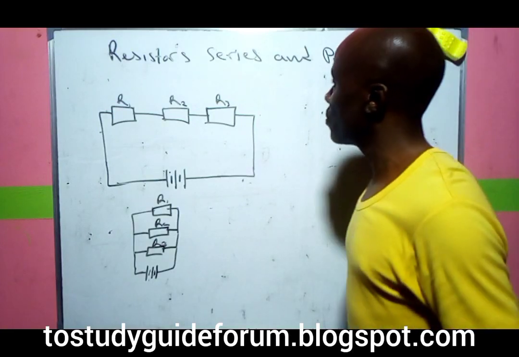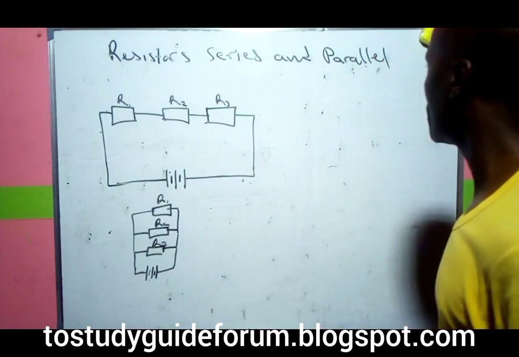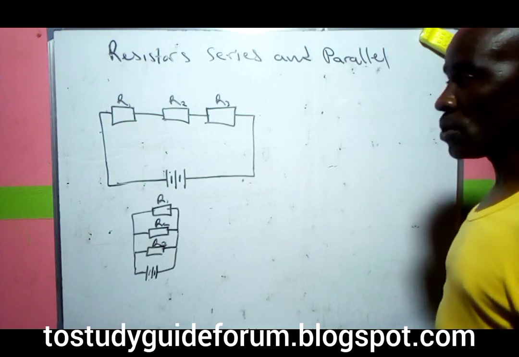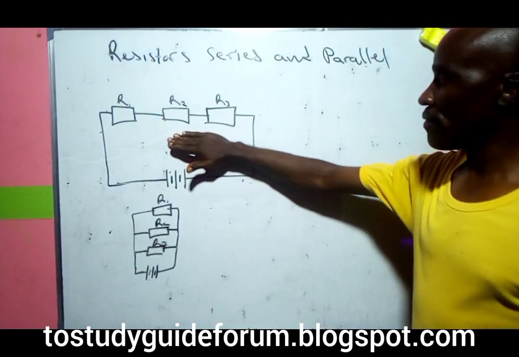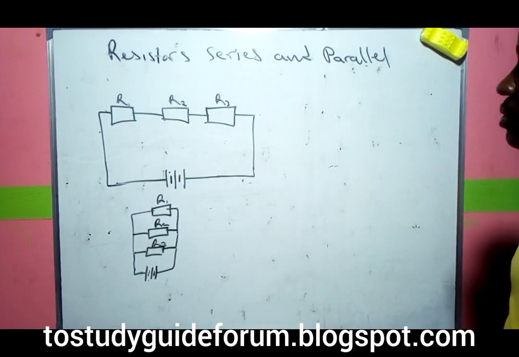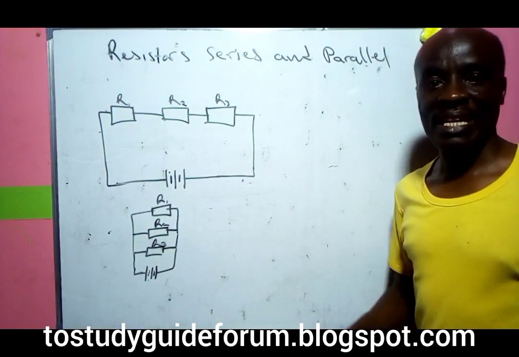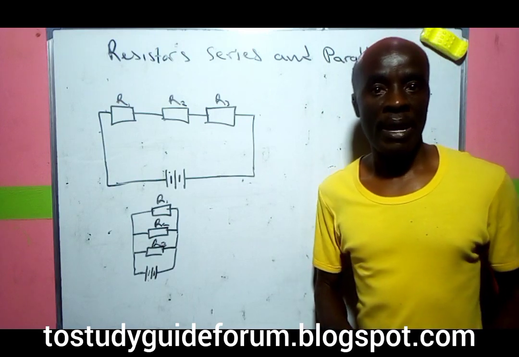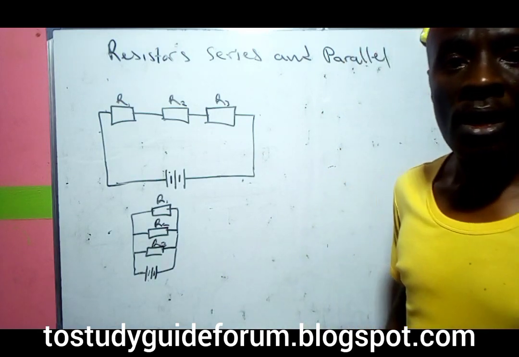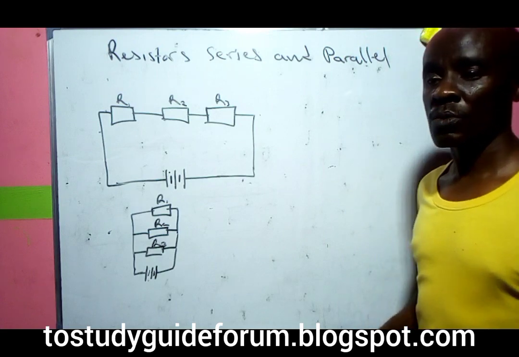We'll be talking about series and parallel resistors. What we have here is a resistor in series. When resistors are connected in series, the resistance increases, thereby making the current small.